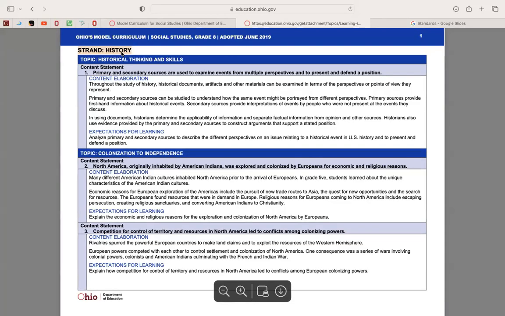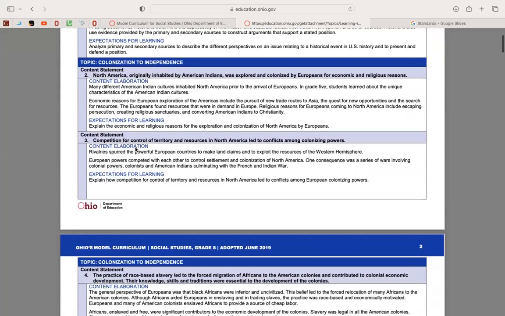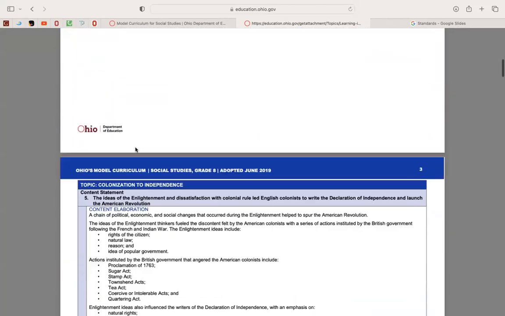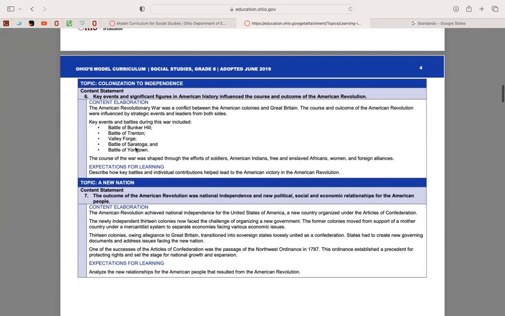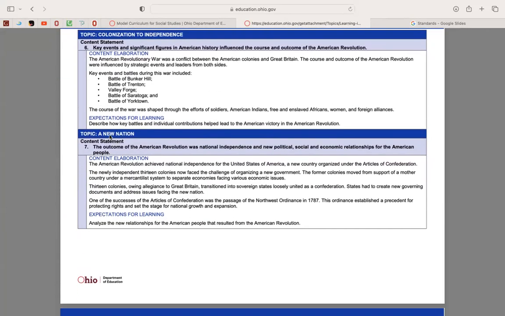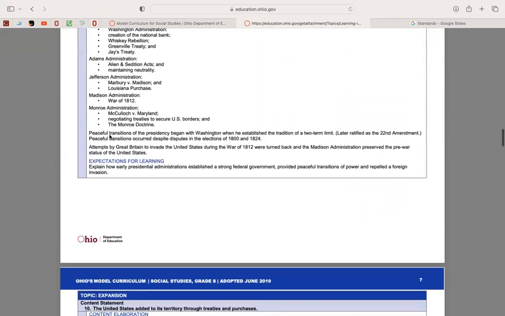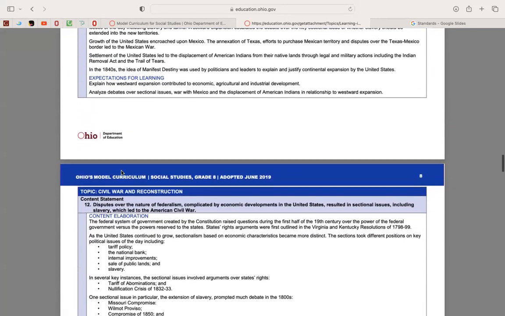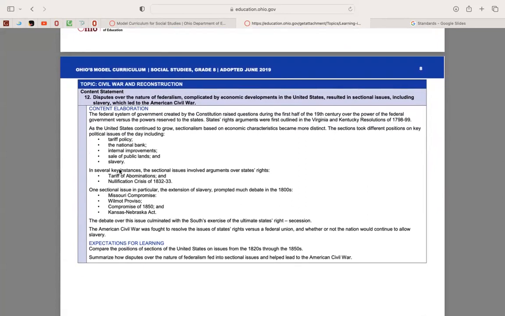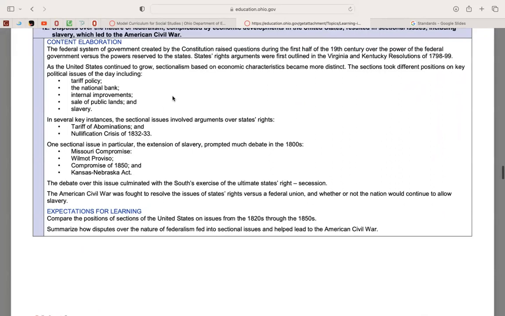So again, as you see up here, that is the history strand that we are working with, and the varying topics. So historical thinking and content skills, colonization to independence. Some of those topics are going to have multiple standards within them. It helps tell the story. A new topic here, it says a new nation. And again, all of this is under the history strand. So kind of telling the story. You have expansion, 2 standards relating to that. And then we get to the topic of Civil War and Reconstruction. So standard 12. I'm going to zoom in here a little bit.